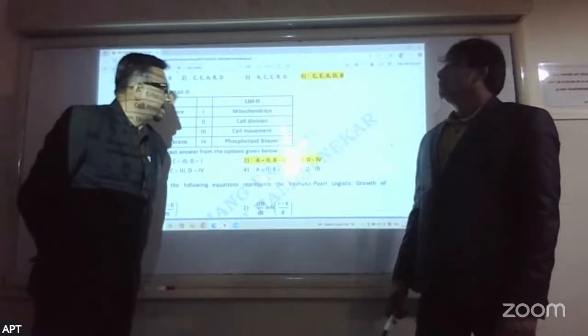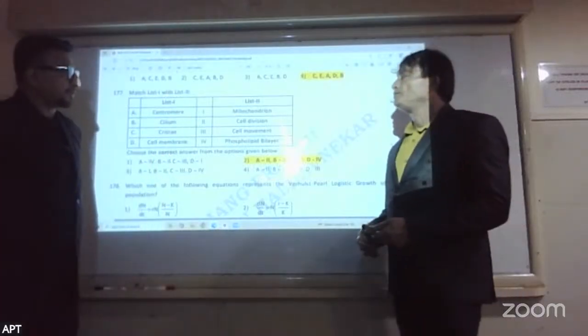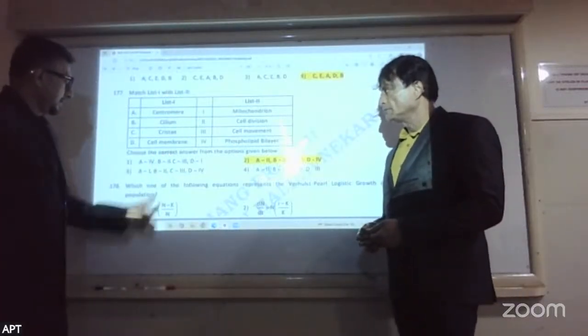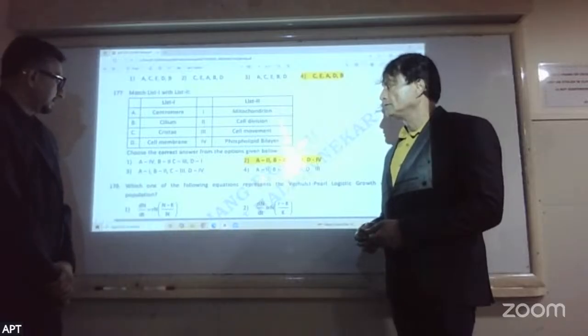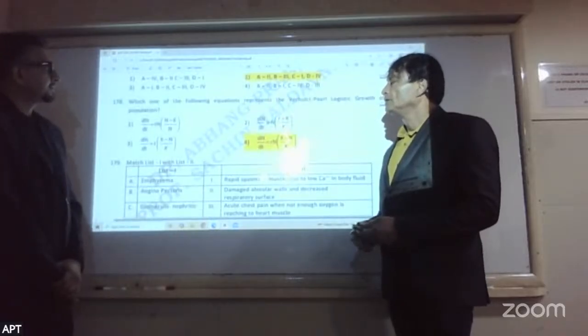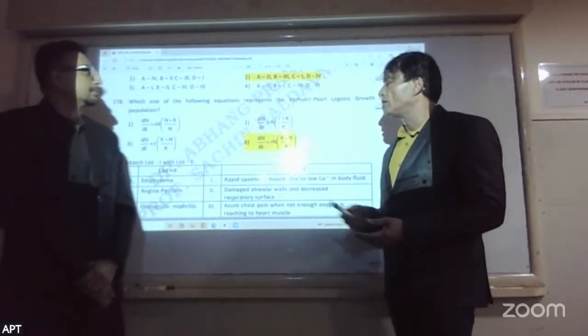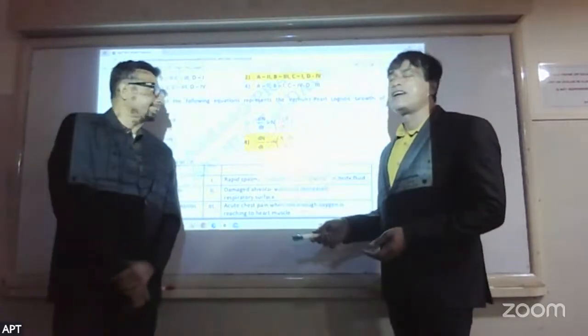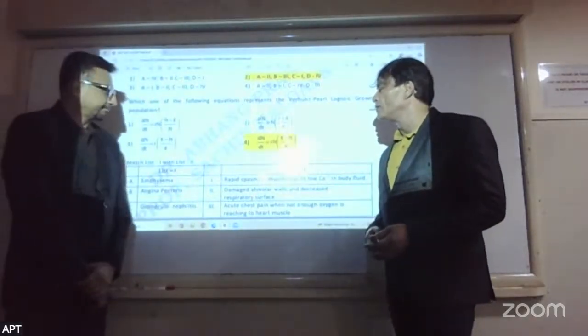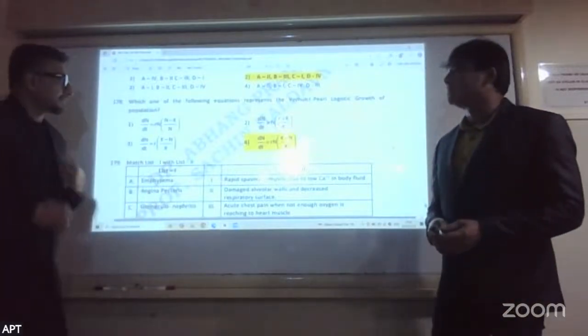177 looks straight. This is matched up here. Again, there are no more options on one side. So I think you should get this. Can we go ahead? 178. This is the equation which is in the organism and population chapter. Straight answer, dN by dt equals rN (K minus N) upon K. 4 is the answer.